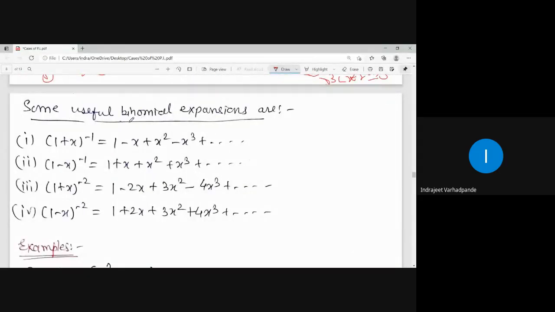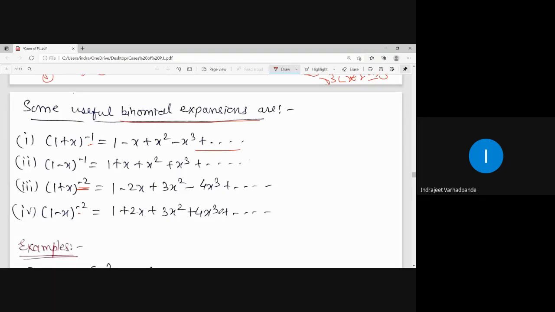These are certain useful binomial expansions. (1 + x)^-1 is 1 - x + x square - x cube and so on. Alternate plus minus is there. (1 - x)^-1, all the terms are positive. (1 + x)^-2, alternate plus minus, attach the coefficients as 2, 3, 4 and so on. (1 - x)^-2, all the terms are positive. Attach the coefficients as 2, 3, 4 and so on.